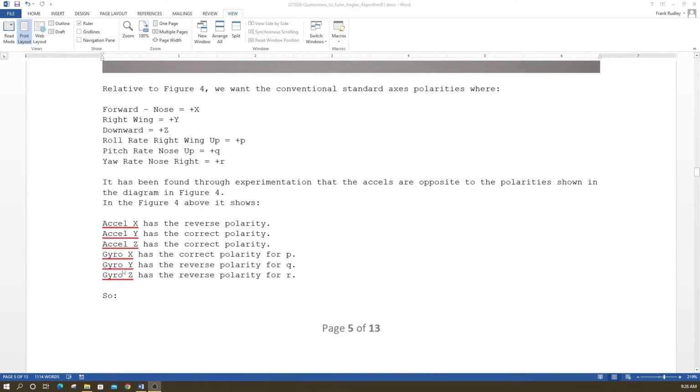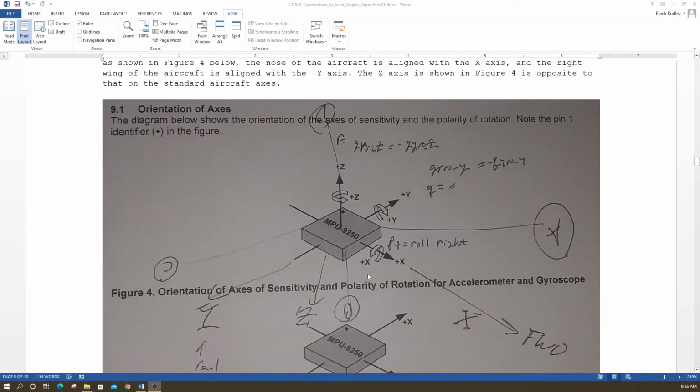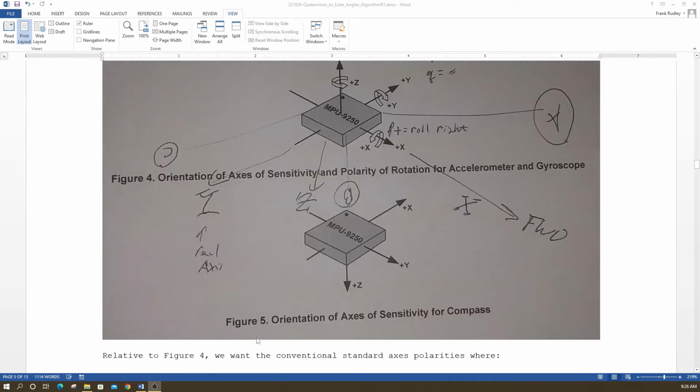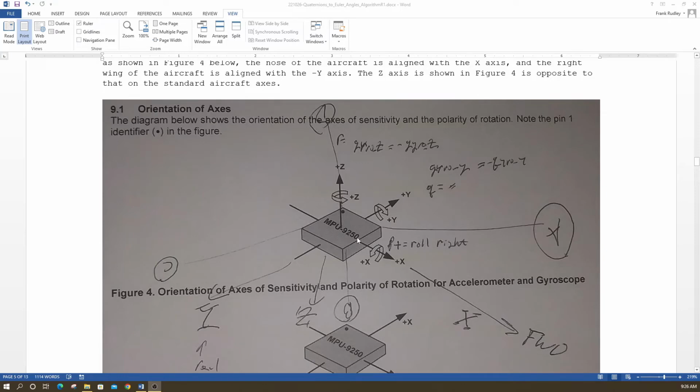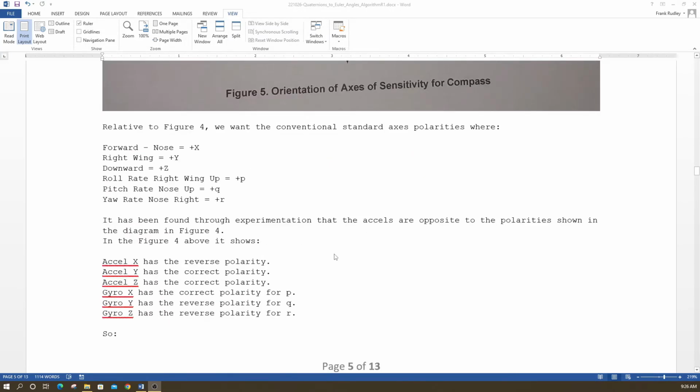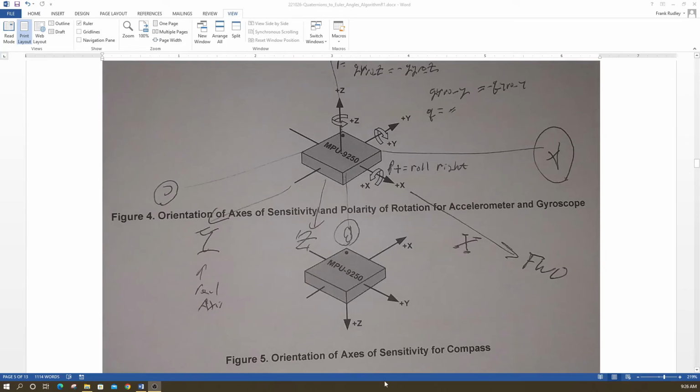We found that gyro x, as I call it here, has the correct polarity for p, but for y and z they have the reverse polarity, because they're shown in the opposite direction. I'm getting into the nitty gritty here, but it's important to track this down and understand it to avoid errors. It's always good to run an experiment to verify this, and I was able to verify the polarity as shown in the documentation is correct.